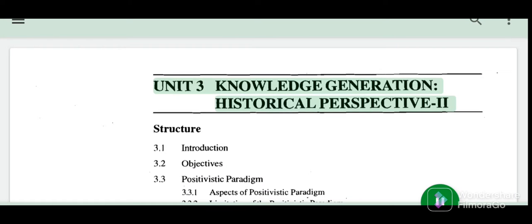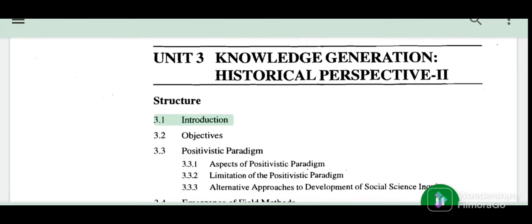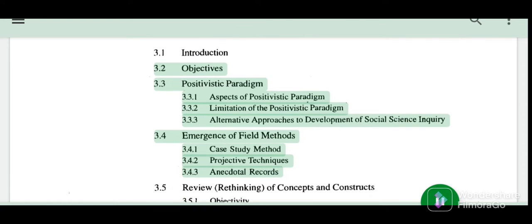Unit 3 Knowledge Generation, Historical Perspective II. Structure. 3.1 Introduction. 3.2 Objectives. 3.3 Positivistic Paradigm. 3.3.1 Aspects of Positivistic Paradigm.